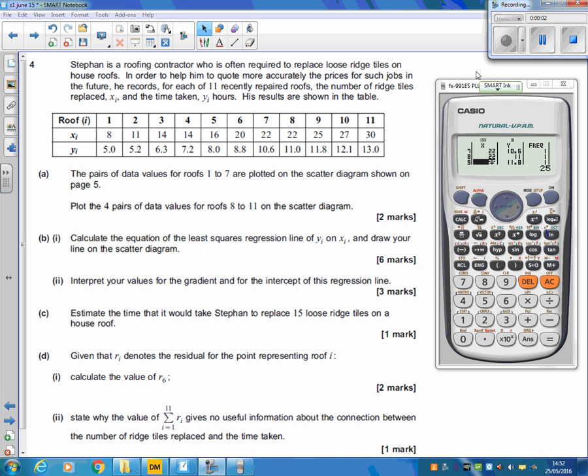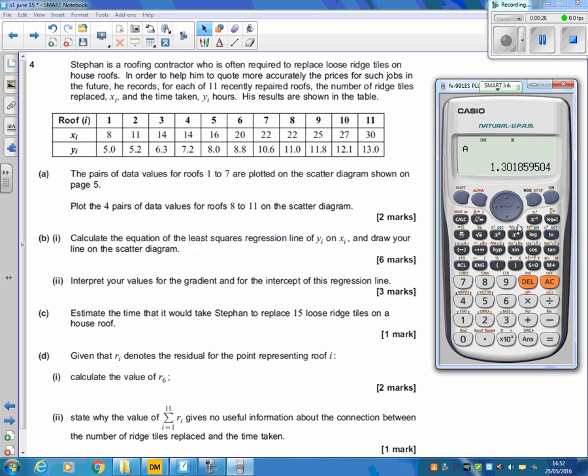June 2015 S1 question 4. I'm not going to do all of this, but because I'm trusting that you can plot some pairs of data, just 2 marks for getting that. Then I've tapped all my data into the calculator here, and I can get my A and B values to get my line of best fit from the regression part here.